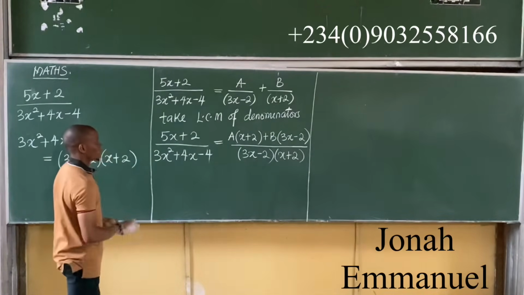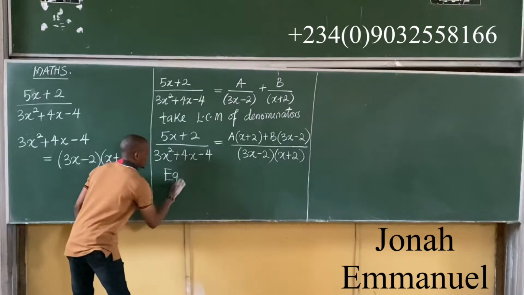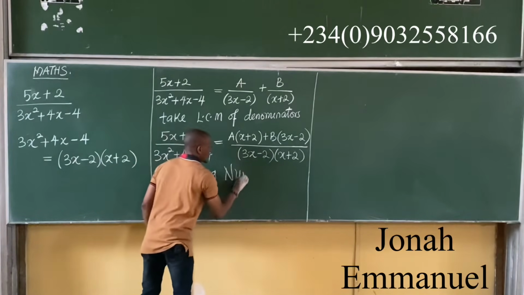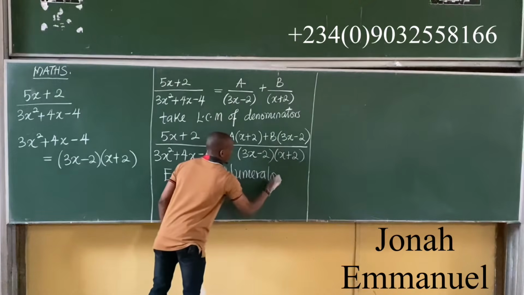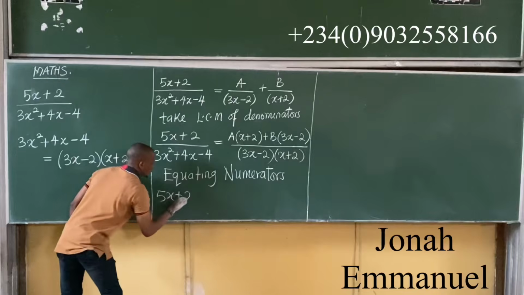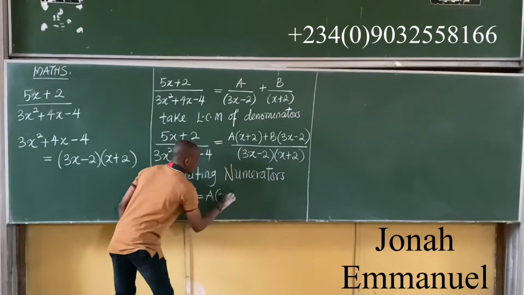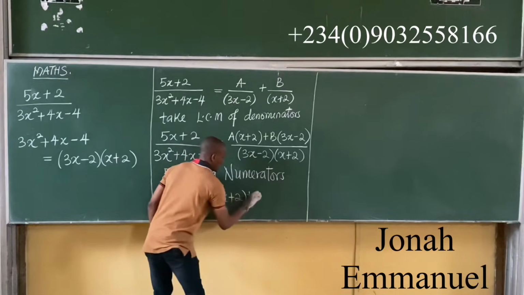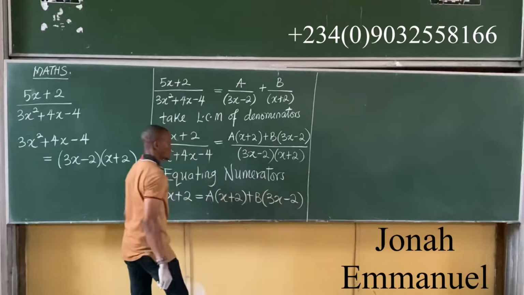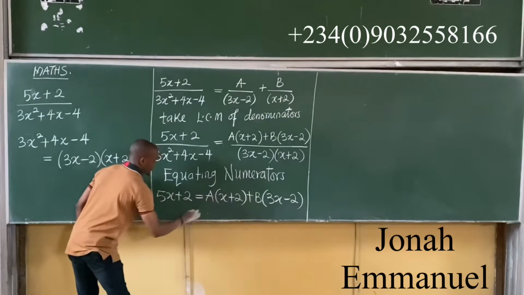Alright, at this point here, my next task will be to equate numerators. So equating numerators, I have that 5x plus 2 is equal to what I have here, a into x plus 2 plus b into 3x minus 2. So I have this. Alright, next up, expand. Expand the right hand side.